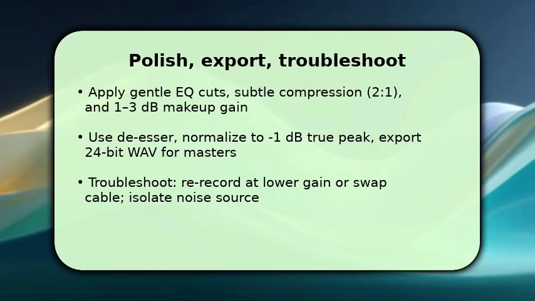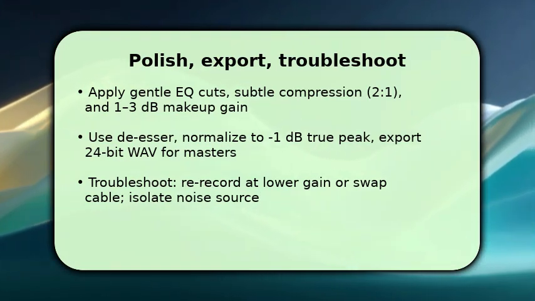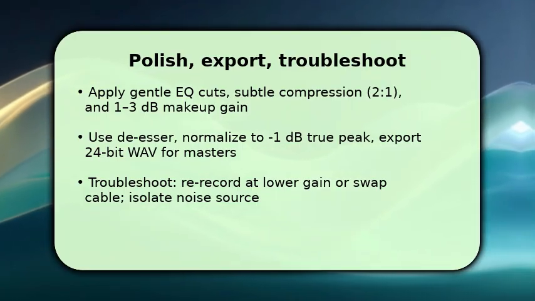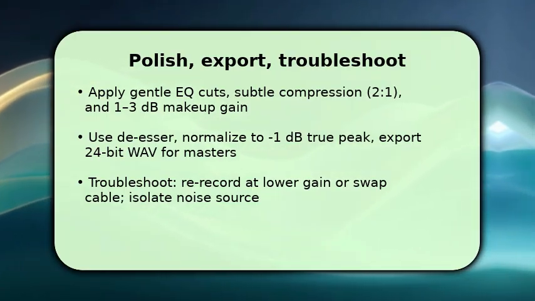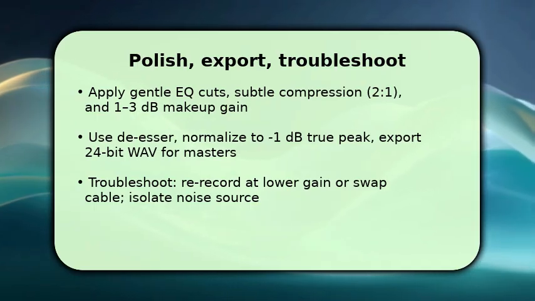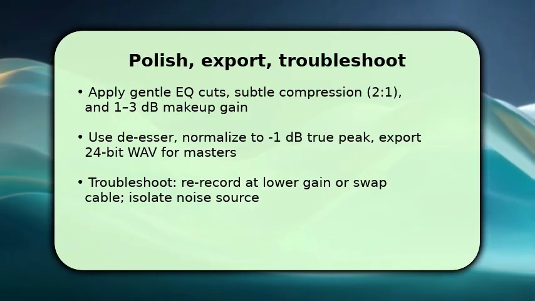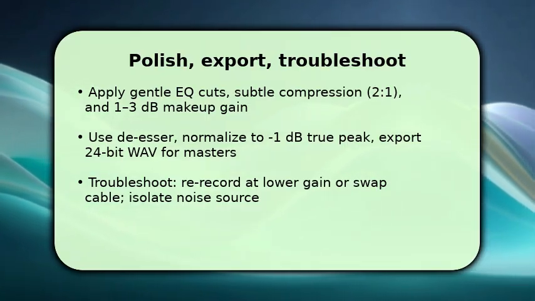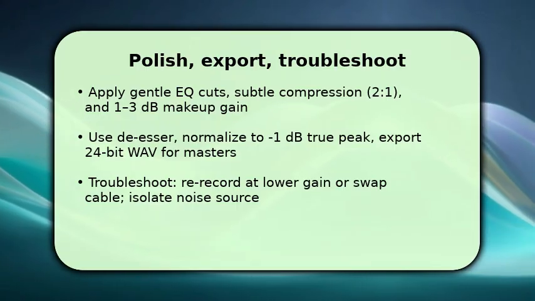Finish by polishing and exporting. Start with corrective EQ cuts to remove mud and harshness, then apply gentle compression around a 2:1 ratio to even dynamics. Add 1 to 3 decibels makeup gain only if needed. Use a de-esser for sibilance, then normalize to about -1 dB true peak and export a 24-bit WAV for mastering.